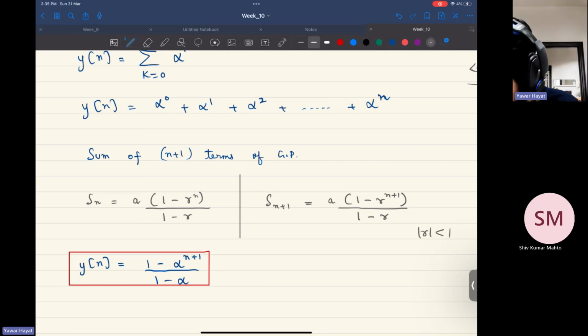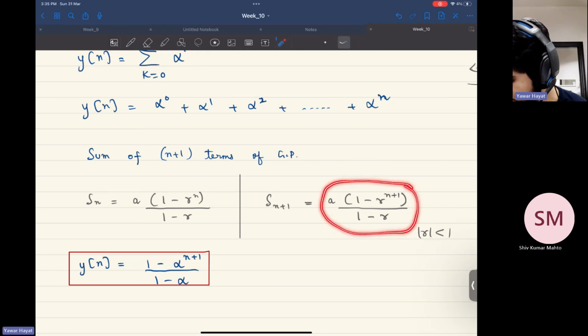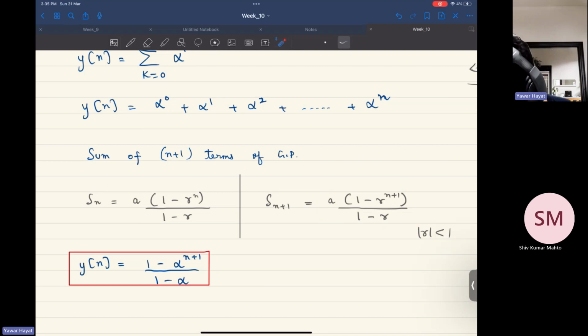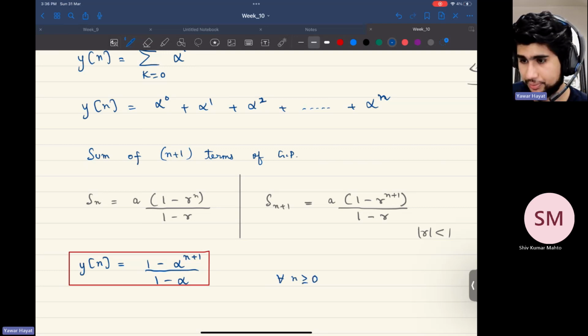The modulus of alpha should be less than 1, and since alpha is between 0 and 1, the modulus of alpha is also less than 1. This is the condition for this series to converge. Yes, that condition is satisfied. So the obtained expression for y of n is valid for all n greater than or equal to 0, right?